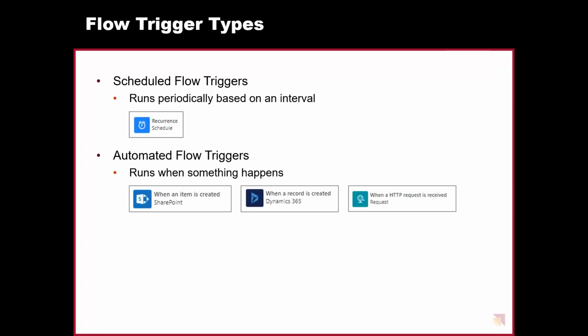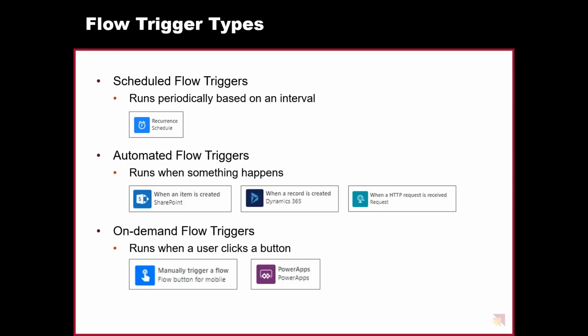You can have flows that run in response to something happening. SharePoint item is created. Dynamics 365 record is created. You can also create a flow that gets triggered by an incoming HTTP request. That can be pretty useful. And then there's the simple on-demand triggers. So I'm going to use the flow trigger.